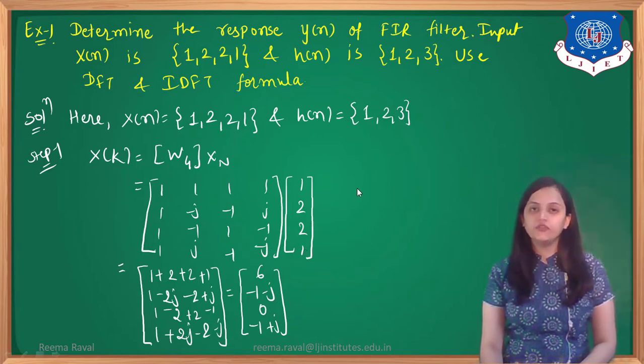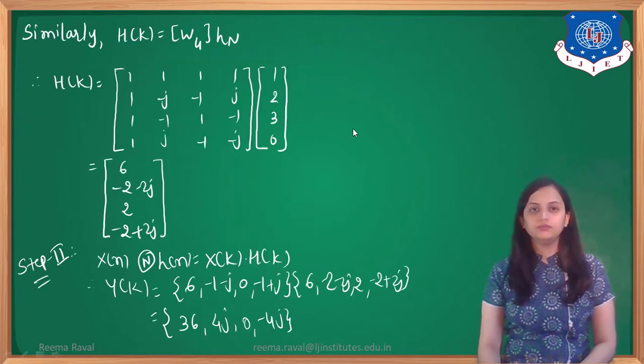So here the x of k, that means DFT of x of n, will be 6, minus 1 minus j, 0, minus 1 plus j. Same way we need to obtain h of k. So h of k will be obtained using the same matrix method. Here the values we will take are 1, 2, 3, 0. Same way we can obtain h of k, which is 6, minus 2 minus 2j, 2, minus 2 plus 2j.